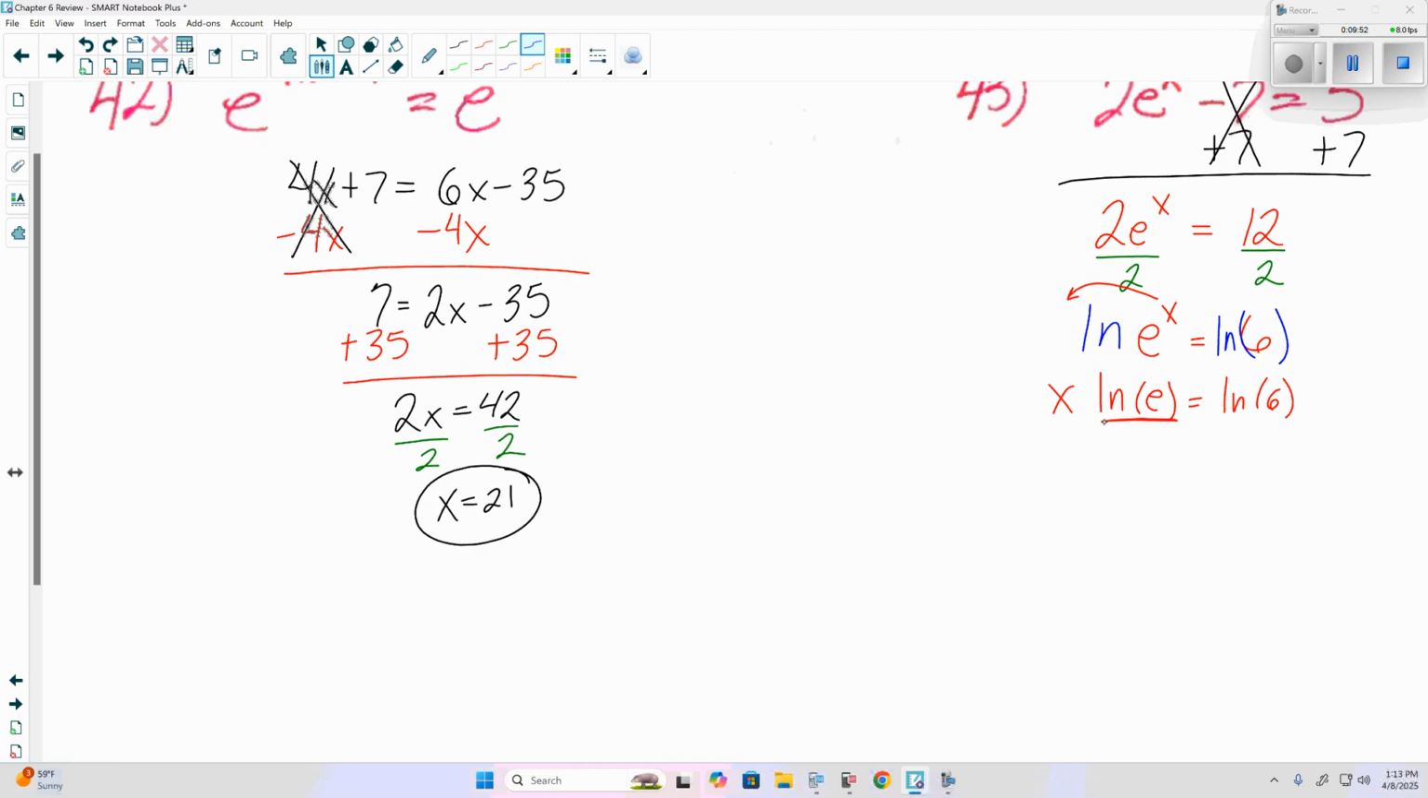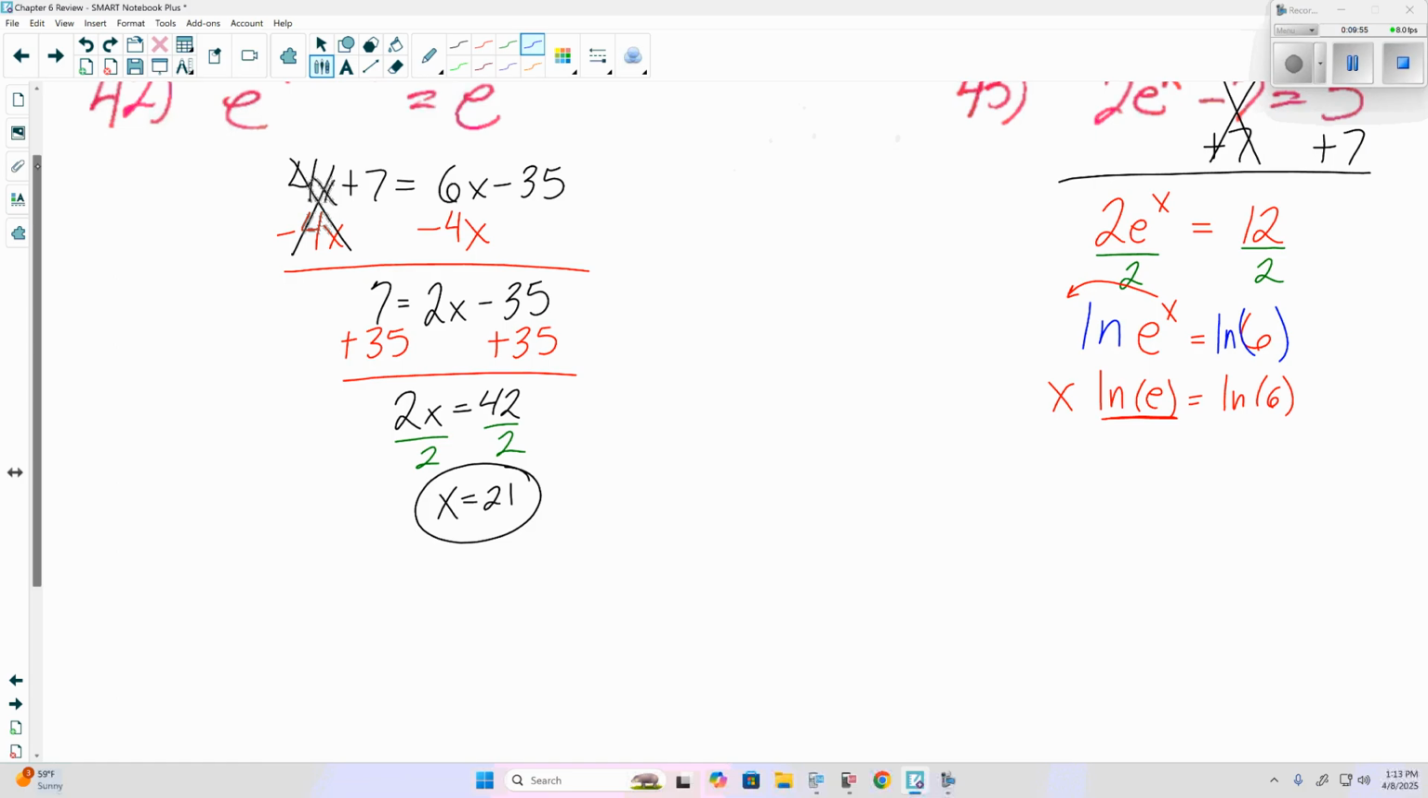What is the natural log of e? 1. So that is 1. 1 times x is just x. Is x by itself? Yeah. And that's as far as I'm going to have you take it. I'm not going to have you evaluate or find the approximate value of the natural log of 6, because x equals the natural log of 6. You solved it for x. You solved the equation. That next part is less solving and more just evaluating for the log. We have a whole other section for that. Leave it for there.